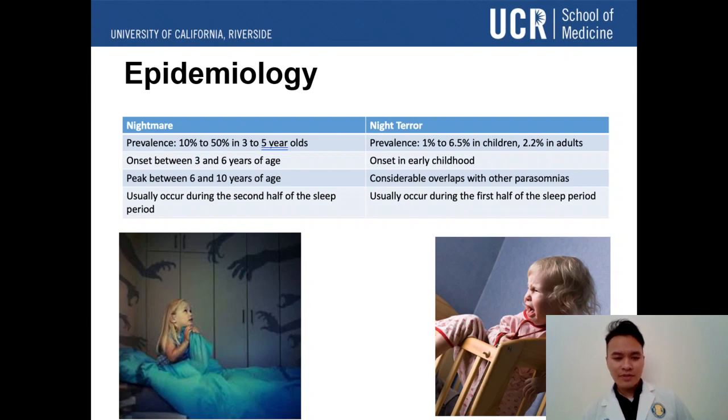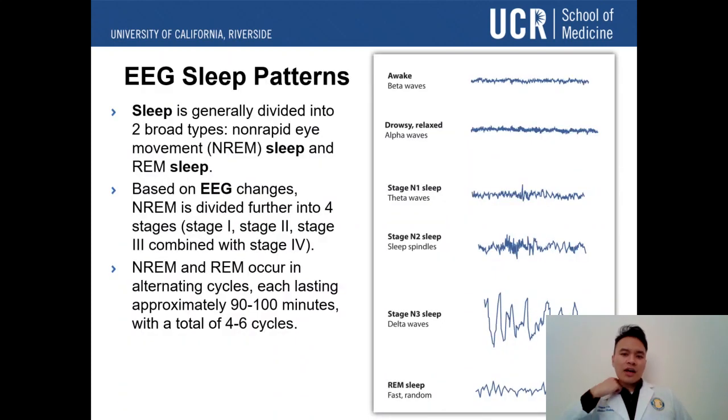So, here you go. So EEG sleep patterns, we touched a little bit on this, but the basics are sleep is divided into two broad types, two big subsections. There's NREM sleep, which stands for non-rapid eye movement, and REM sleep, which is rapid eye movement. You don't have to super memorize all these different waves to really understand nightmares versus night terrors, but this is here if you guys want to look at it.